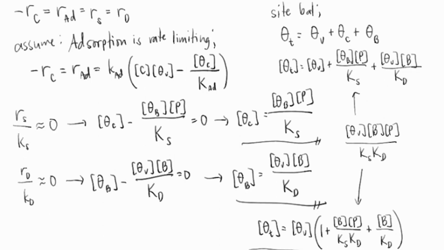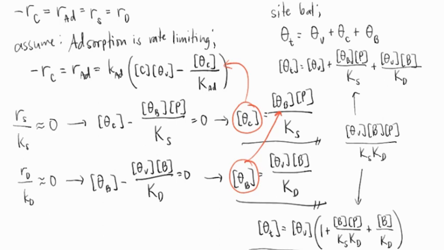The final steps of our solution would now involve substituting our expression for theta C into our overall rate law. And then if you take a look, theta C is still defined in terms of theta B. Therefore, we have to substitute theta B in our definition of theta C. And then theta B is now a function of theta V.